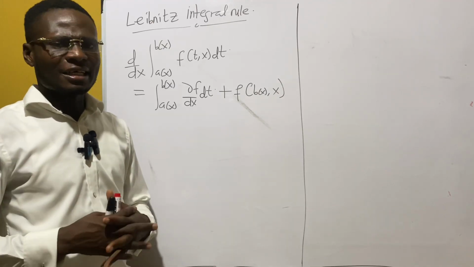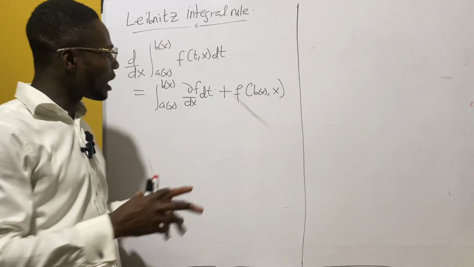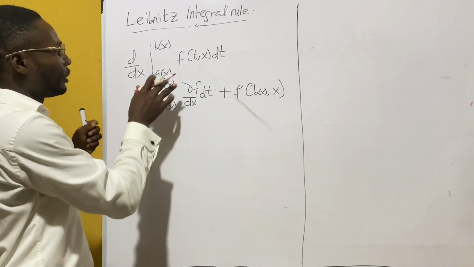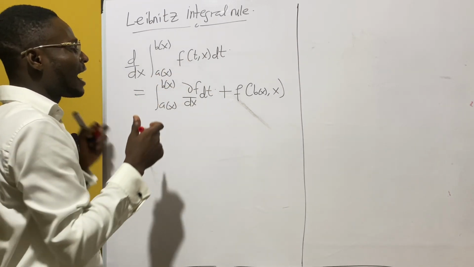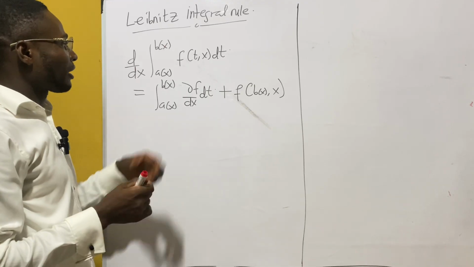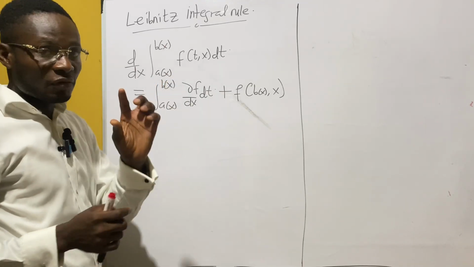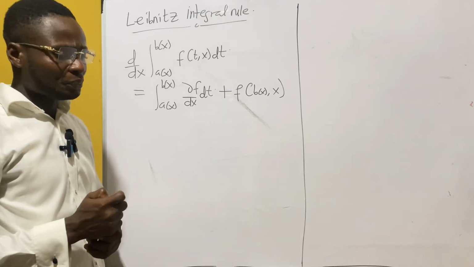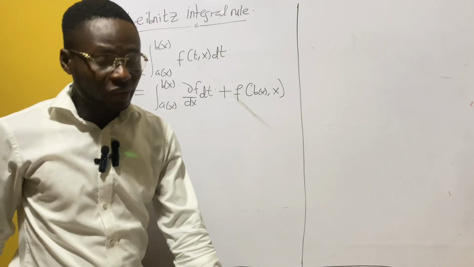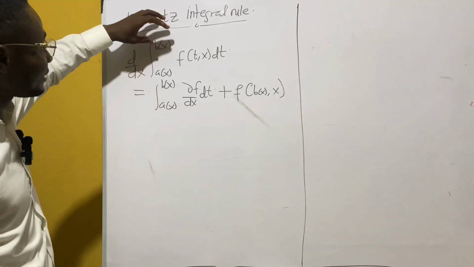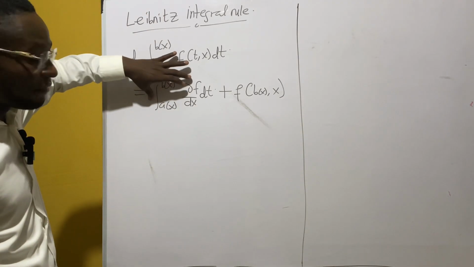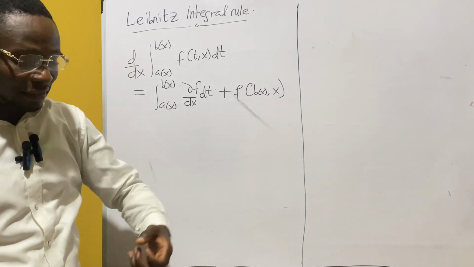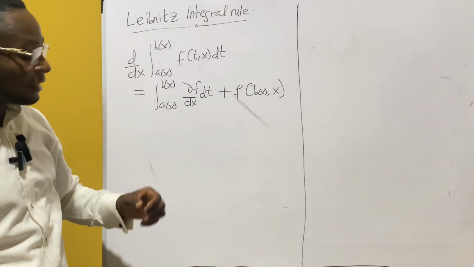Leibniz really helped in calculus. So now, this is the rule right here. When you have a function under the integrand, with both differentiation and integration, that is where we apply this rule. Now, the first term over here integrates the partial derivative.